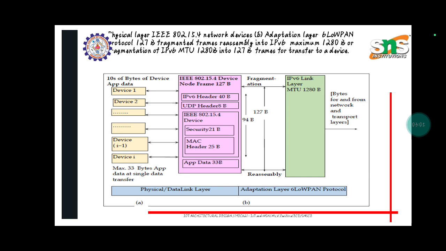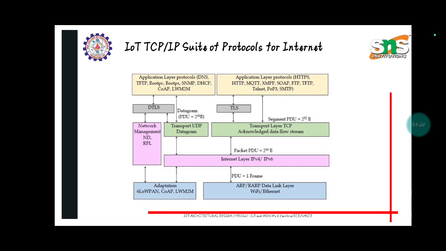These are connected to the IPv6 header 40B, UDP header 8B, IEEE 802.15.4 device and security 21B, a MAC header 25B and the app data. These are connected to the IPv6 link layer, PMTU 128B, and the physical link layer adaptation layer. Next one is the TCP/IP suite protocols for the internet. Here on the left-hand side we are using some of the application layer protocols, and also some application protocols, then TLS and datagram TLS, network management ND and RPL, and the user datagram protocol. At the transport layer is TCP, with acknowledged data flow. Then the network layer IPv6 to IPv4 and ARP, and the data link layer Wi-Fi, Ethernet adaptation.